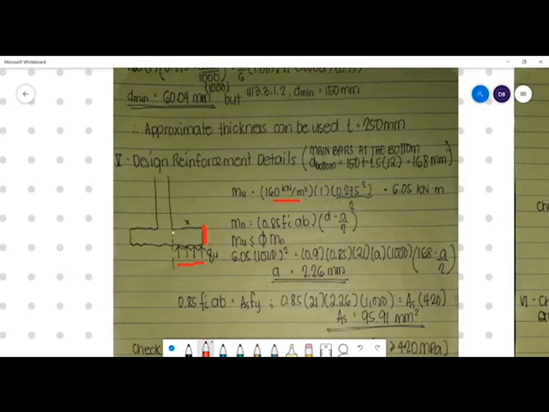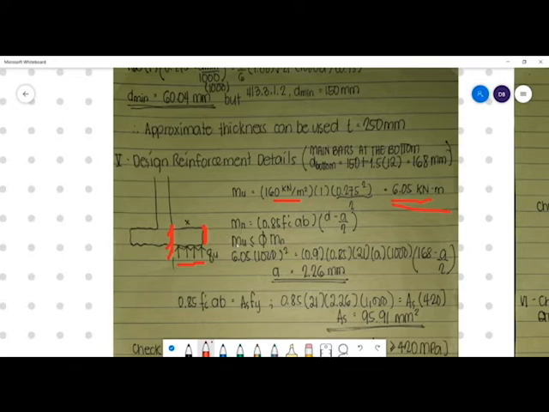0.275 squared over 2. That formula is from assuming it to be a cantilever beam, so here is our fixed support, like what we did on our previous problem. That is equal to 6.05 kilonewton meter. Okay, we put it here.